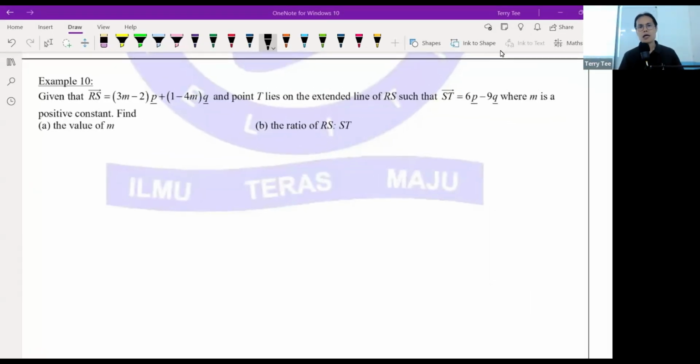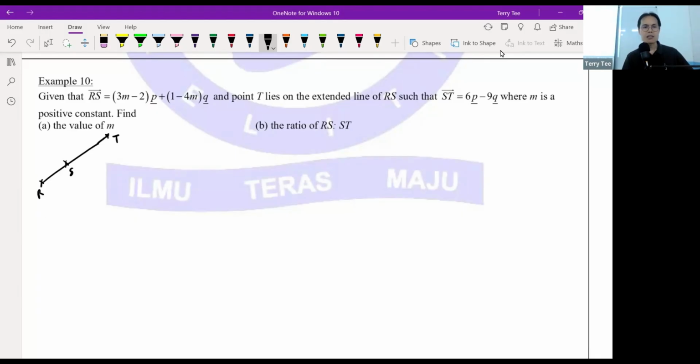So here, vector RS is given. T lies on the extended line of RS. Okay, meaning this is R, this is S. T lies on the extended line. So meaning it is collinear, right? So ST is given as 6P minus 9Q, where M is a positive constant. So find the value of M.